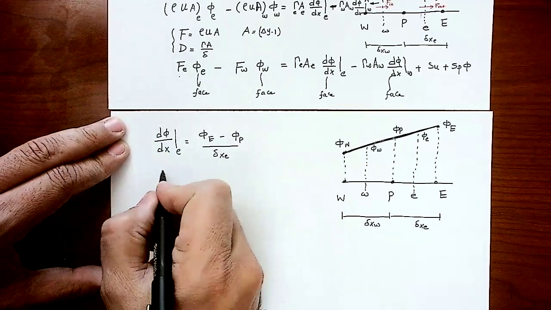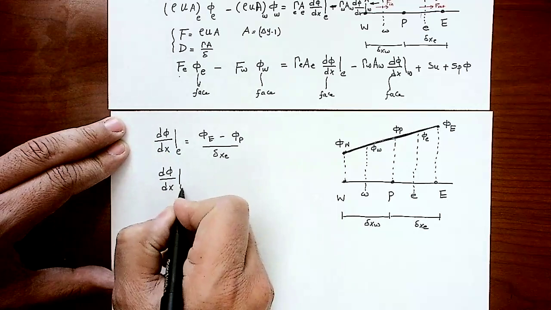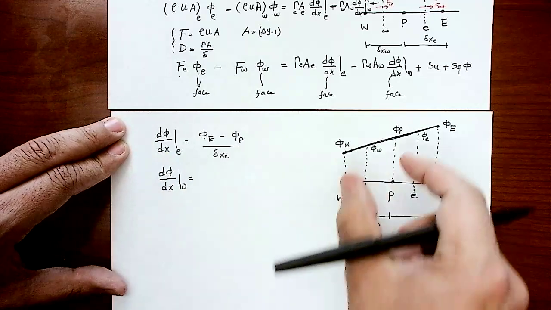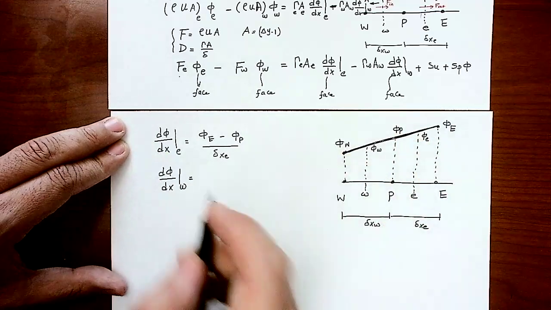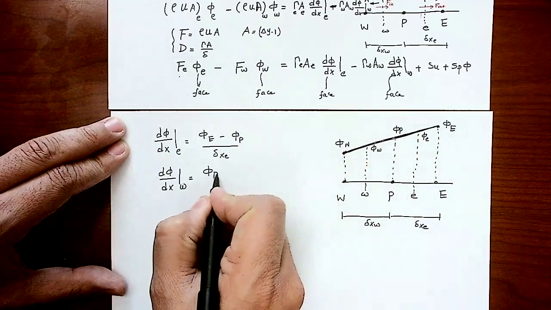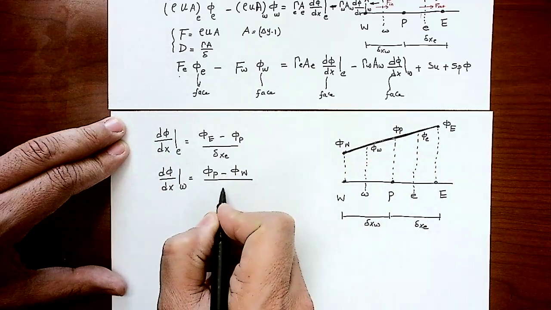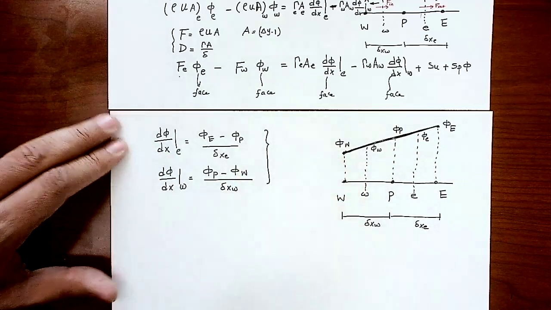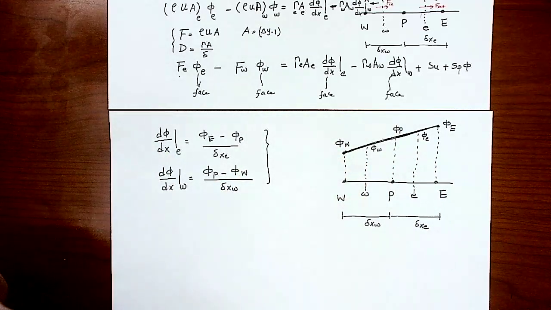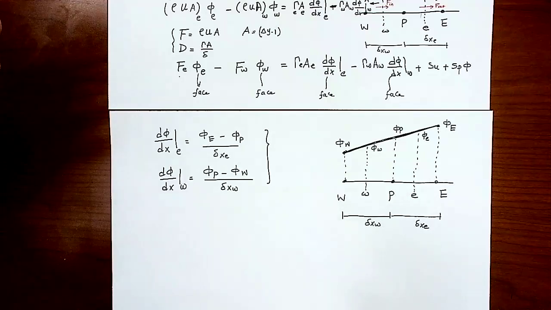In a similar way, d phi by dx on the west face can be approximated by the slope of the line using these two node values and the distance in between. So it's going to be phi P minus phi W divided by the distance delta x west. So this is not new. We did a lot of diffusion problems, and this is the approximation that we get. And again, this is central differencing scheme as well.